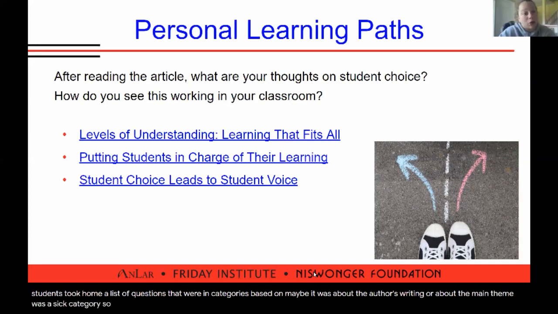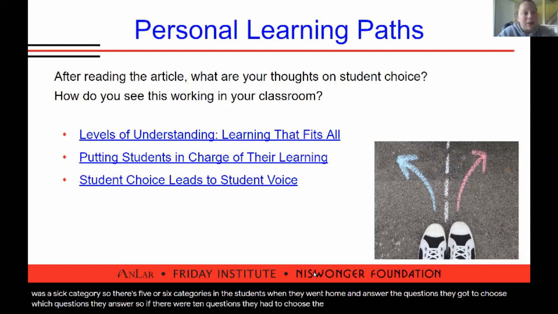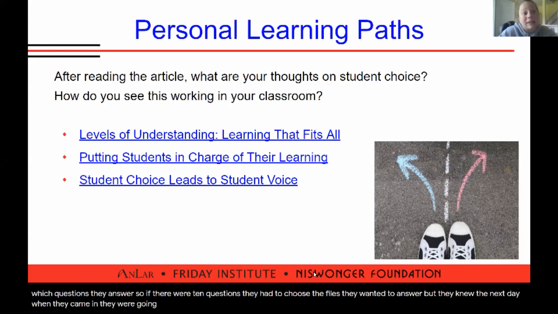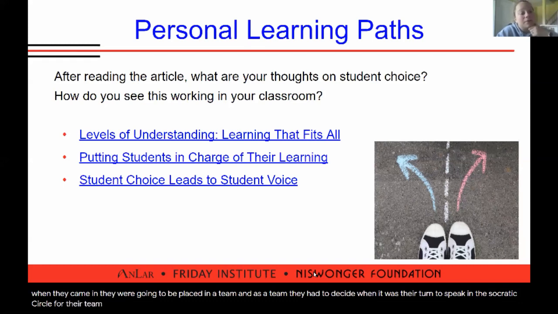So there's 5 or 6 categories, and when the students went home and answered the questions, they got to choose which questions they answered. So if there were 10 questions, they had to choose the 5 they wanted to answer. But they knew the next day when they came in, they were going to be placed in a team. And as a team, they had to decide who was going to talk for each category when it was their turn to speak in the Socratic circle. It made it more engaging, and the students had the choice, and they had to decide together.